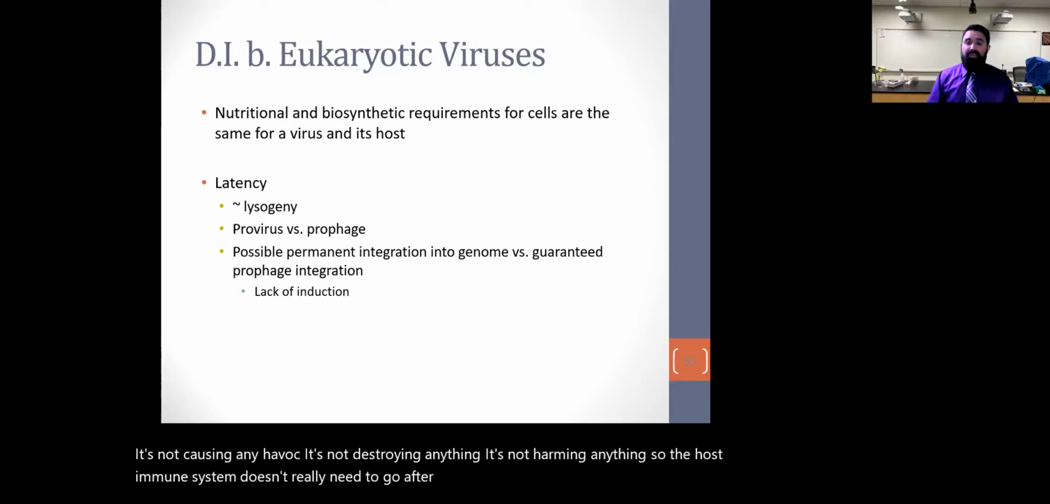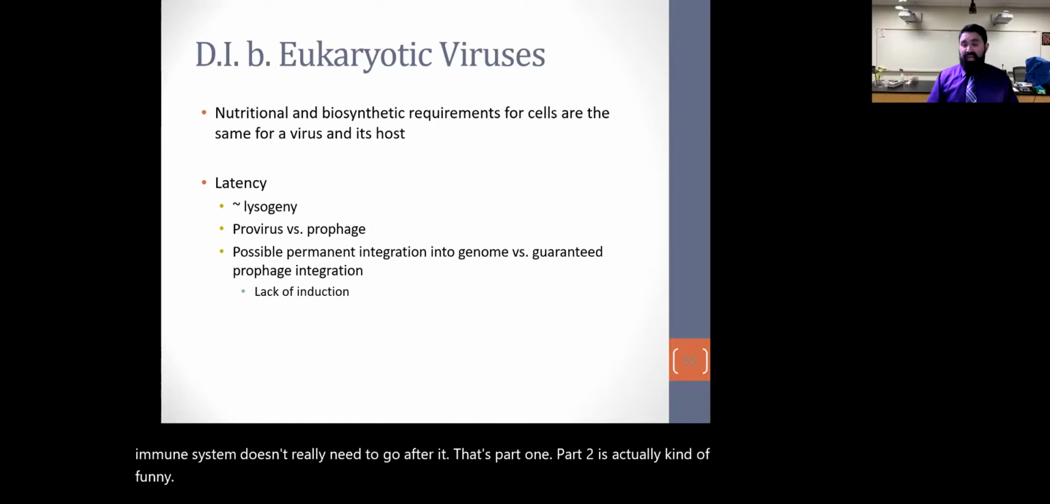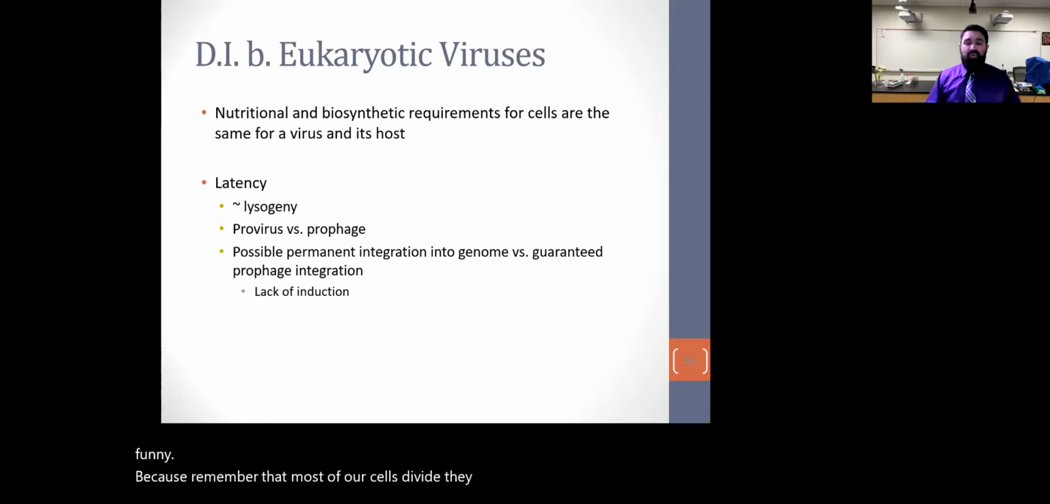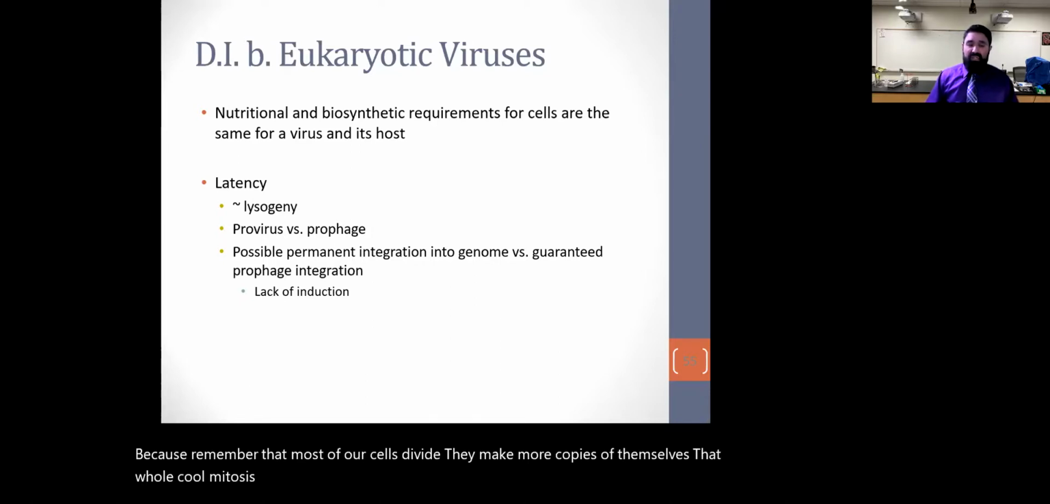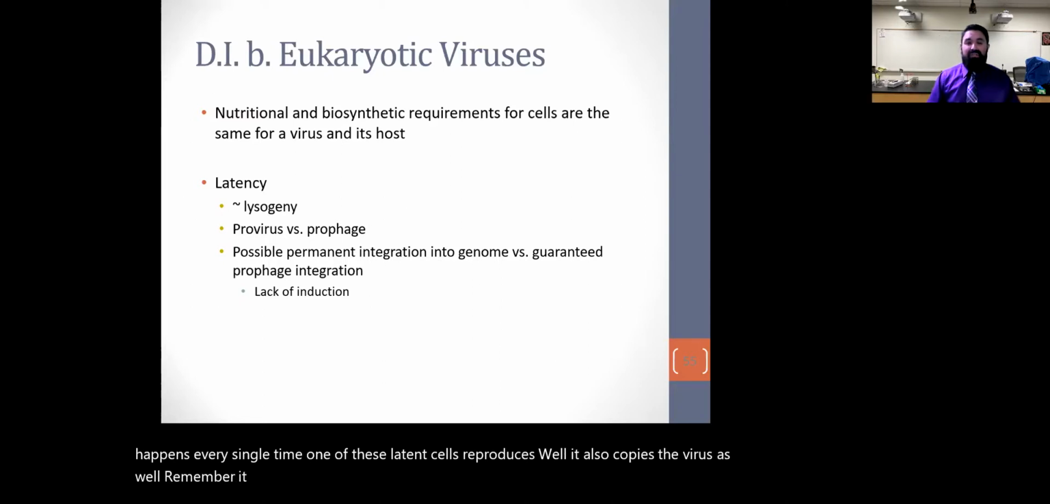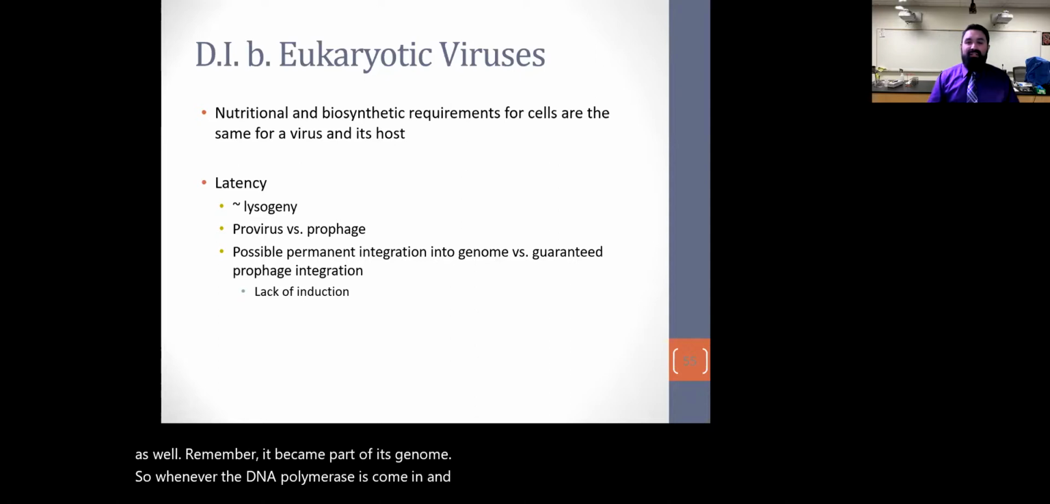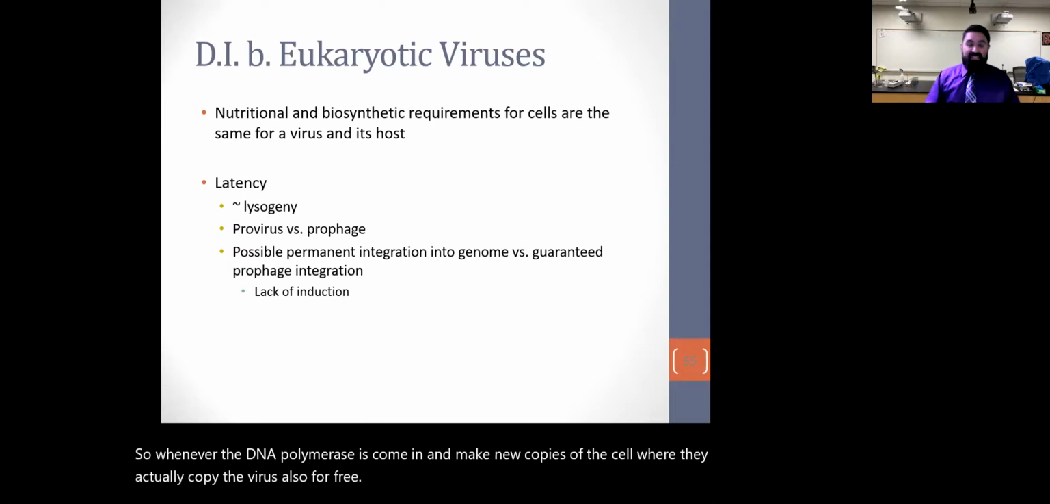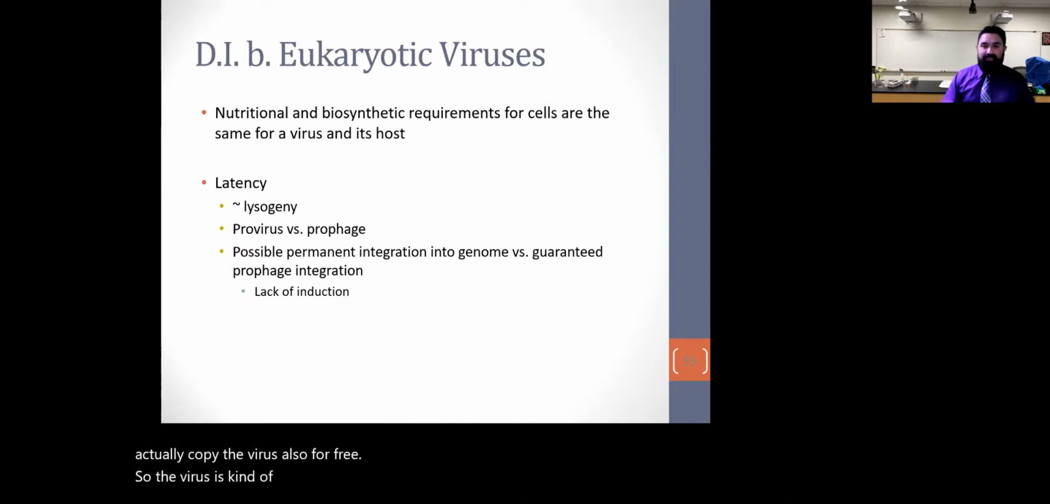Part two is actually kind of funny, because remember that most of our cells divide. They make more copies of themselves. That whole cool mitosis and meiosis thing that you all learned, same thing applies. But guess what happens? Every single time one of these latent cells reproduces, it also copies the virus as well. Remember, it became part of its genome. So whenever the DNA polymerases come in and make new copies of a cell, they actually copy the virus also for free. So the virus is kind of taking advantage of that system.